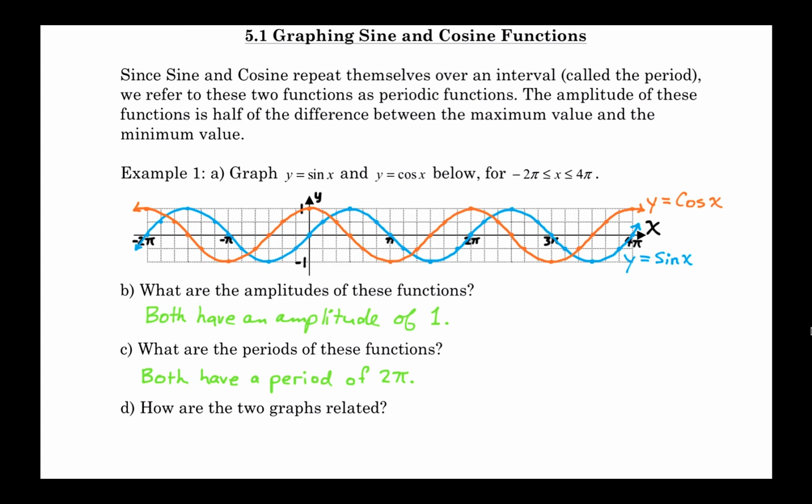Well, you can tell that they're both exactly the same size and shape, just one is shifted compared to the other. So one way to say it is that y equals sine x is the same as the graph of y equals cosine x, shifted to the right by pi over 2 radians.